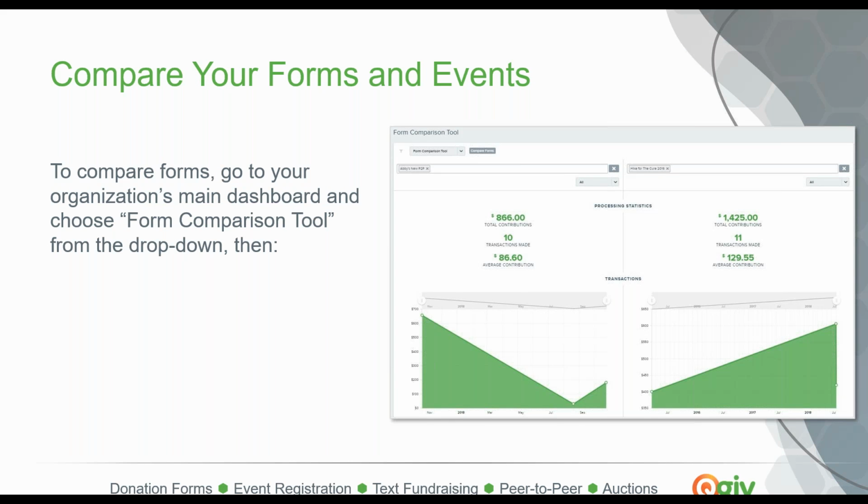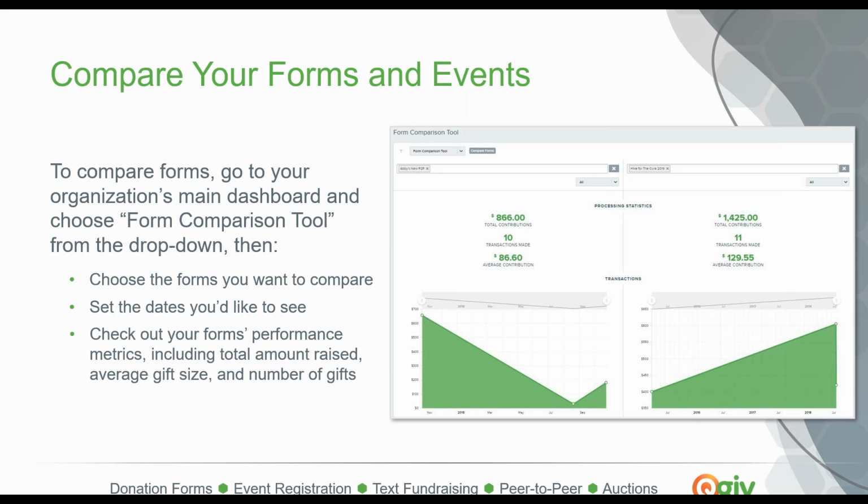Comparing your forms is very simple. If you go to your organization's main dashboard, you can choose the form comparison tool from the little drop down that you have up there. This is what it looks like right up here. And then you can choose the forms you want to compare, set the dates you want to look at, and then check to see what your forms look like. Did one perform better than the other? Did one of them get higher overall donation amounts? Did one of them get more donations of smaller amounts?